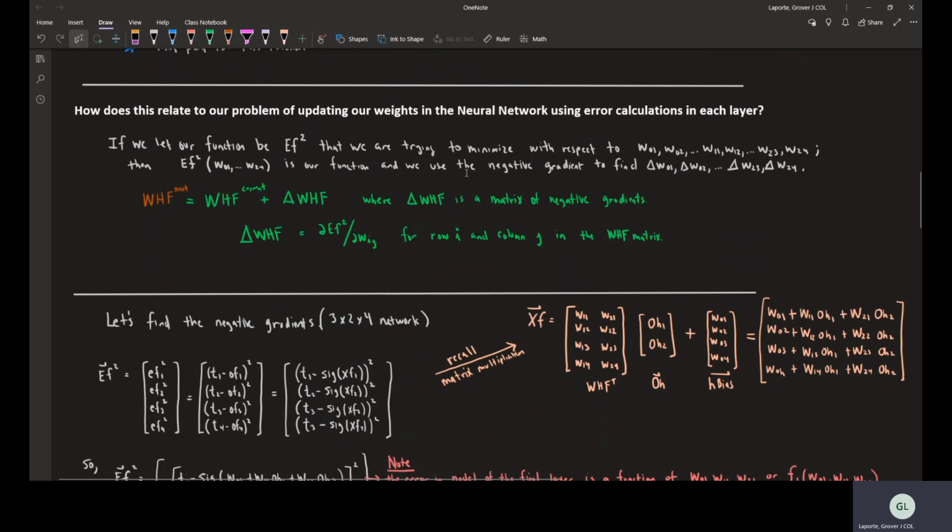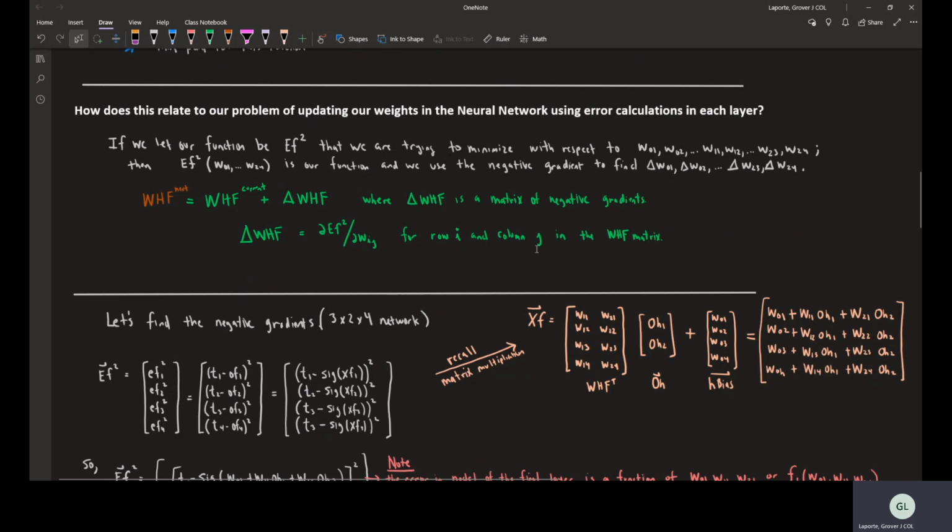and then once we figure out what those are, all I'm going to do is take the partial derivatives and move in the direction of the gradient. That's what I'm trying to set up here: I know the next WHF, the WHF next, if you will, is equal to my current one plus this delta WHF, where this delta WHF is a matrix of negative gradients. Here, it's just the partial derivatives with respect to some Wi,j, where i and j are the row and the column in that WHF matrix.